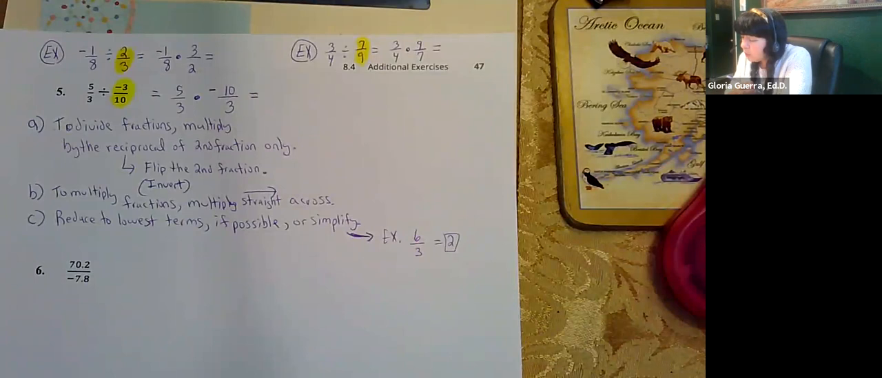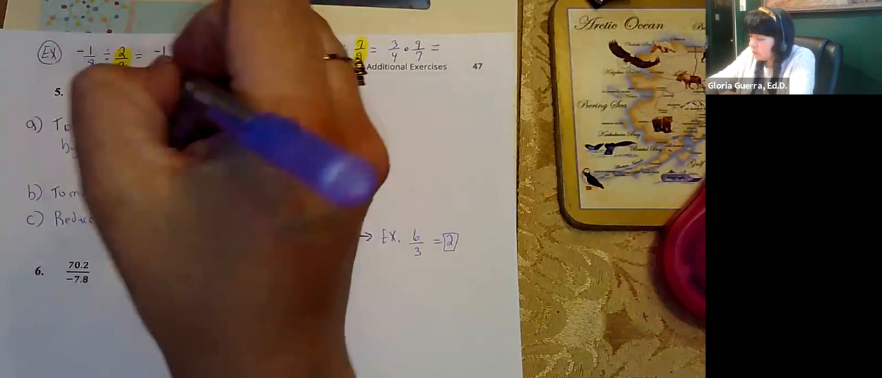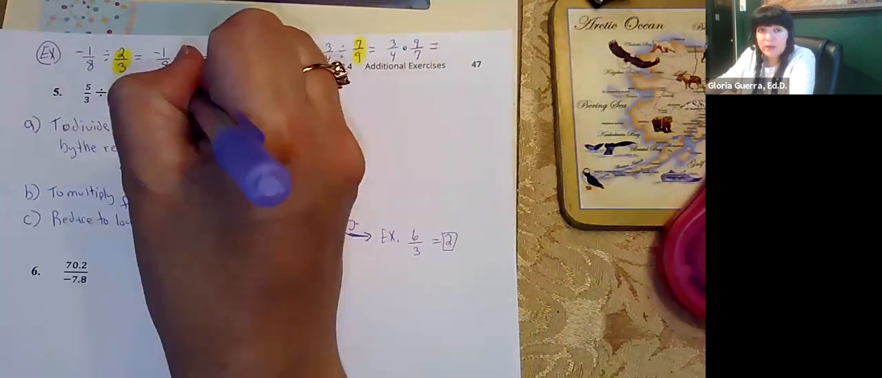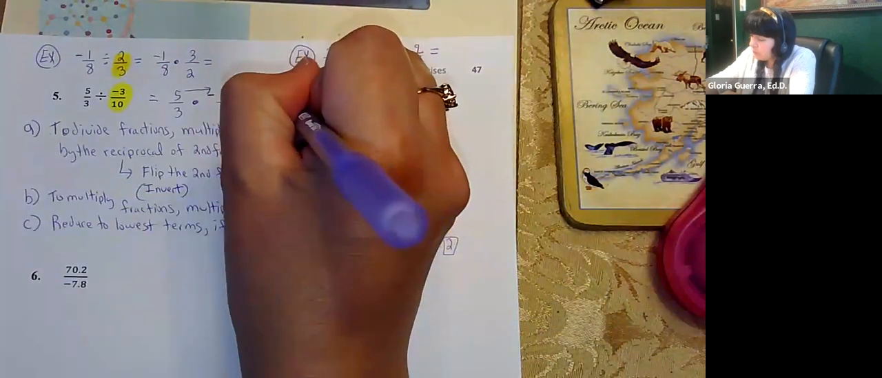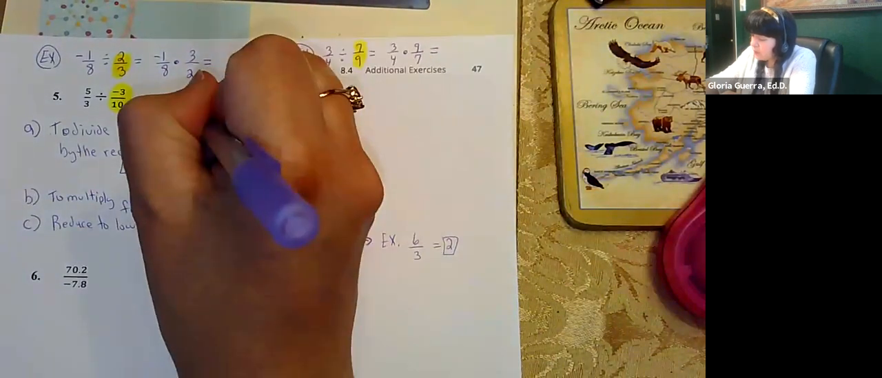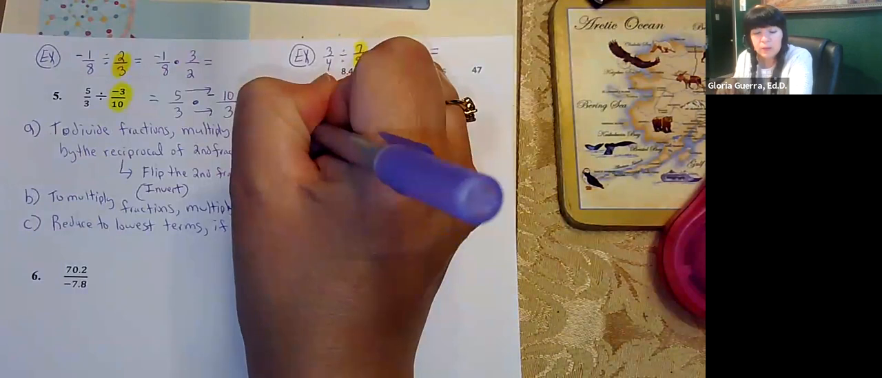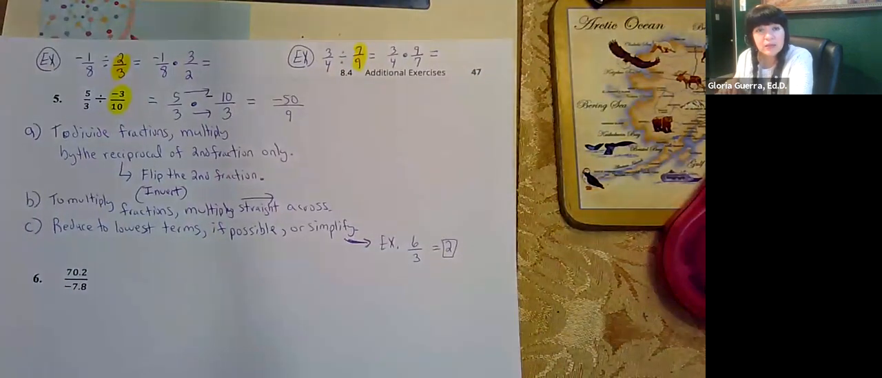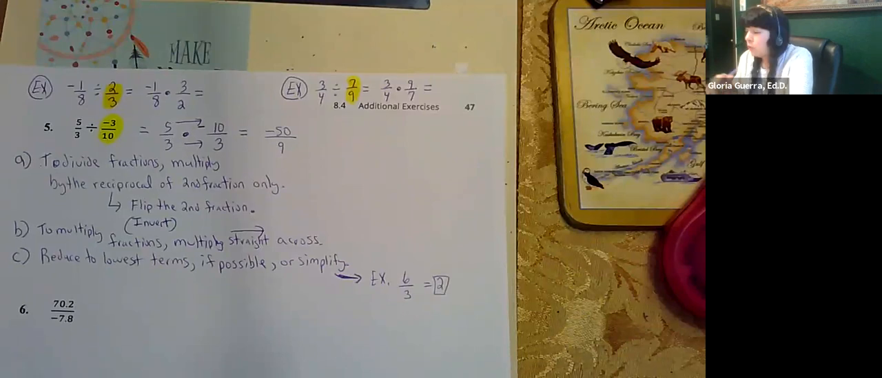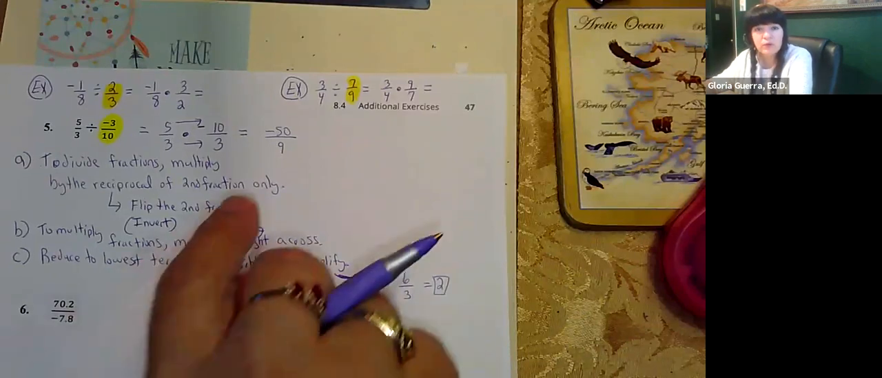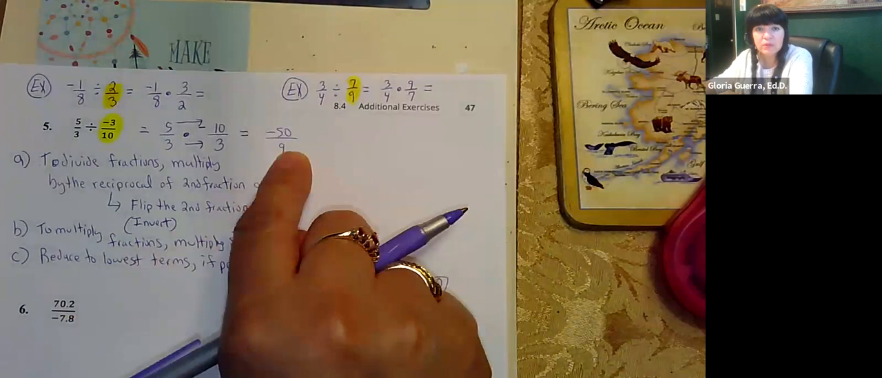All right. So now let's go ahead and do that on number 5. Let's multiply straight across. 5 times -10 is -50. 3 times 3 is 9. Okay, and I think that's lowest terms. 2 can't go into it because these are not both even numbers. This one's even, but this isn't.